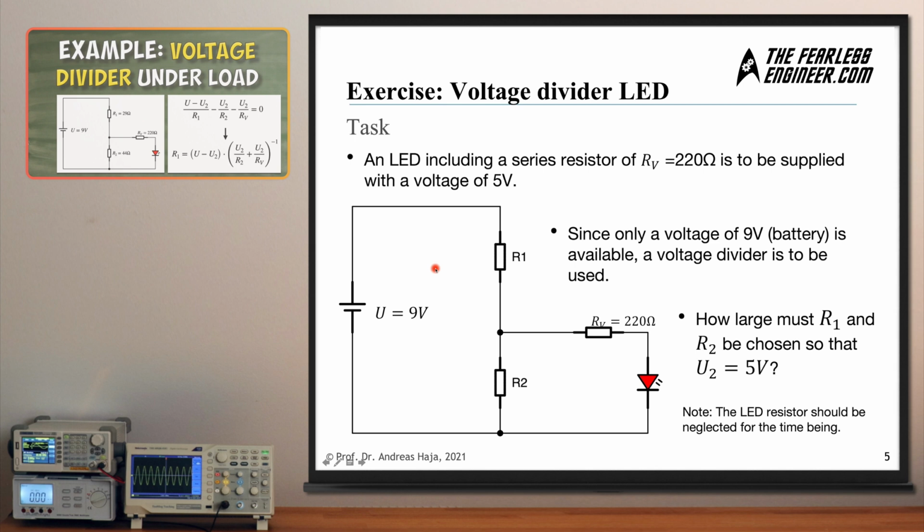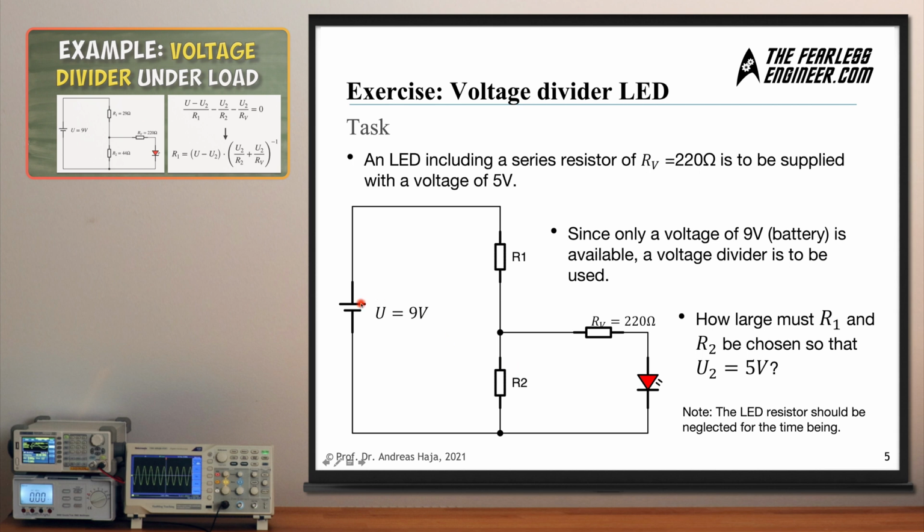And the task which you have to solve here is that you want to include an LED which is placed in series to a resistor with a value of 220 ohm, and you want to place this in parallel to a resistor R2. And the question is, how large must R1 and R2 be so that U2, the voltage drop across the second resistor here, is exactly 5 volts.